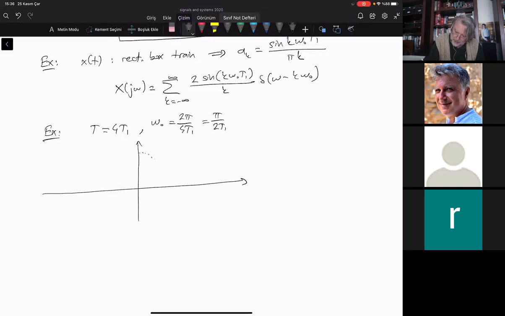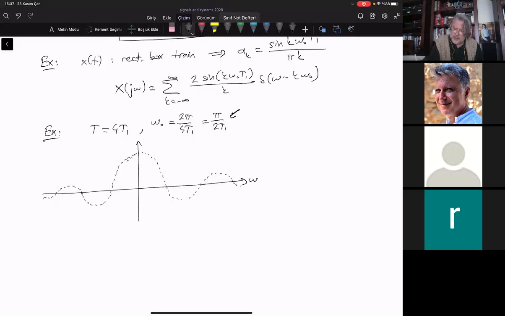We have a sinc envelope. That's why I'm drawing it dotted like this. And this is the frequency axis, omega. The first zero crossing will be at pi over T1. Omega 0 is equal to pi over T1.